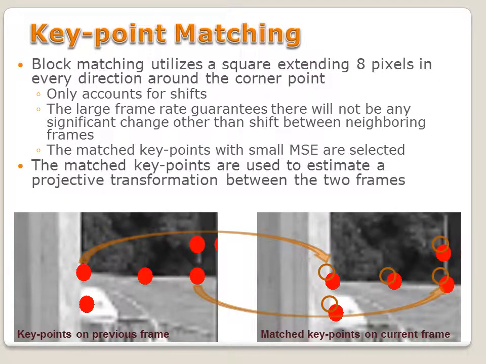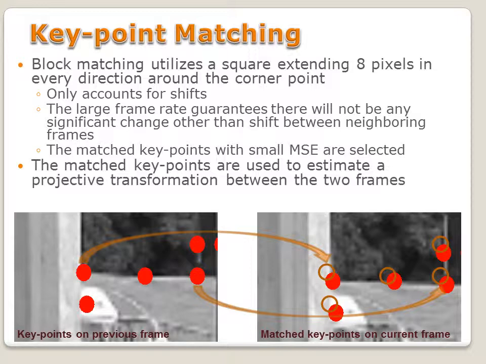Key point matching is done by block matching. We utilize a square extending 8 pixels in every direction around the corner points. This unfortunately only accounts for shifts, but on the other hand, the large frame rate guarantees that there will be only a significant shift between the two neighboring frames.